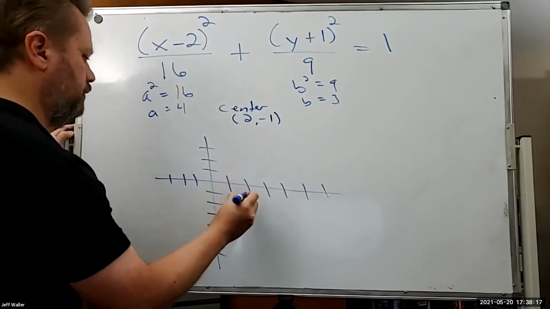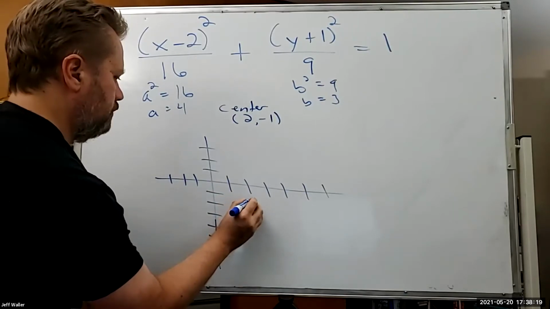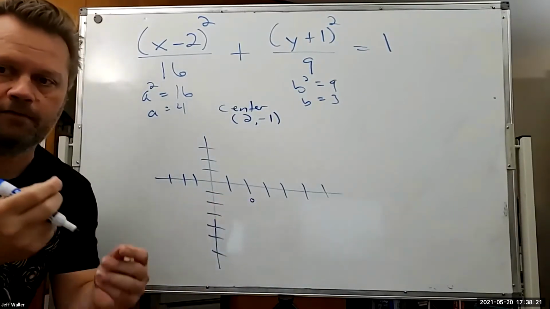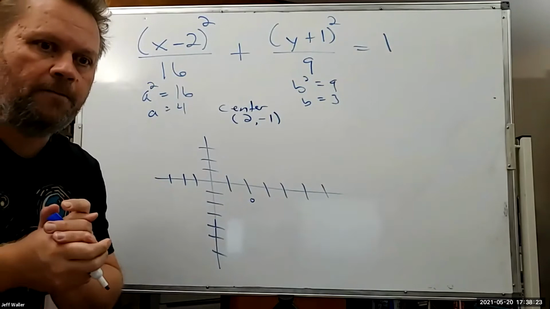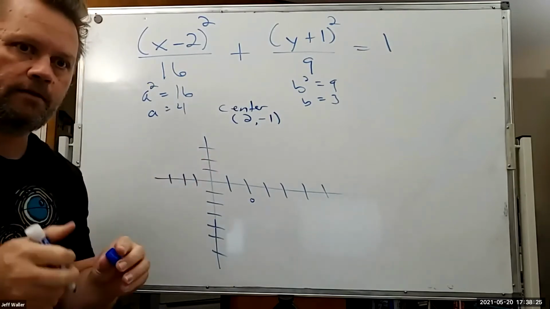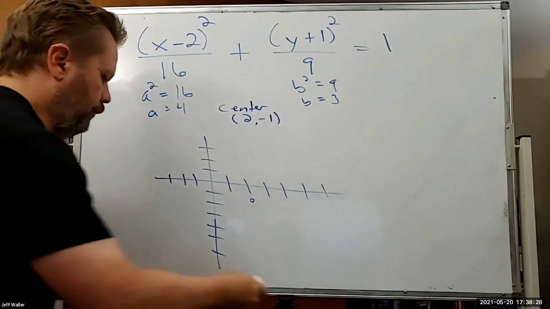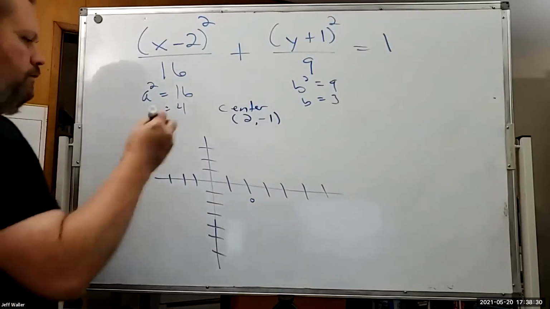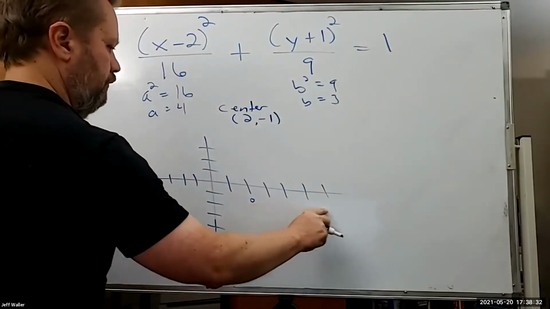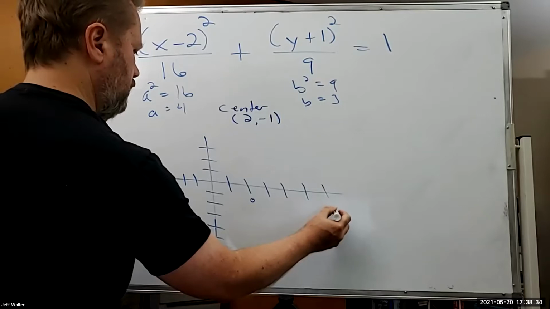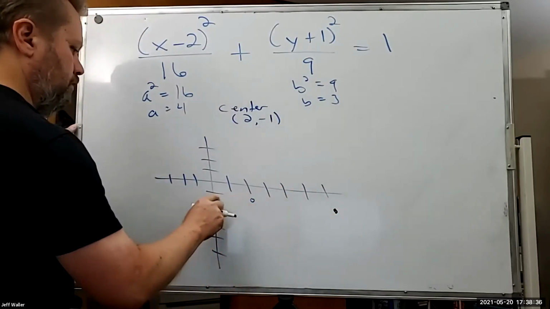So (2, -1). I'm just going to put a little open circle here because it's not a point on the graph. That's my center. And like we just said, you have to go 4 to the left and right. 1, 2, 3, 4. Look at Jeff planning ahead. 1, 2, 3, 4.